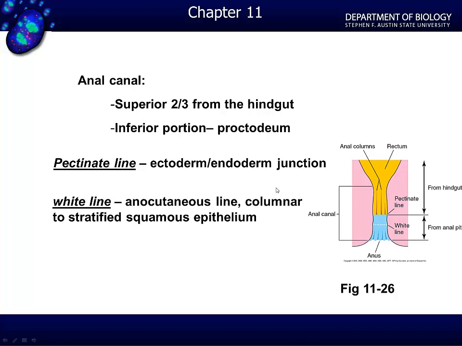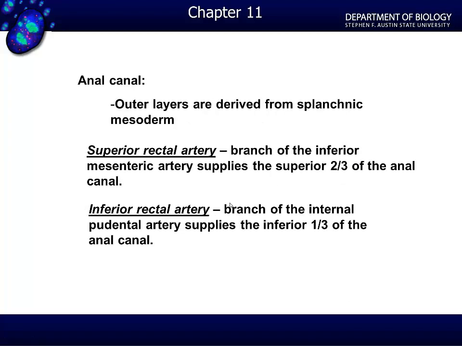This is where we get a histological change from our columnar epithelium that typically lines our digestive tract, our alimentary canal, to stratified squamous epithelium, so very tall cells versus very flattened cells. And that's going to be at the white line. And that's going to be just that histological designation between these two different morphologically looking cell types.